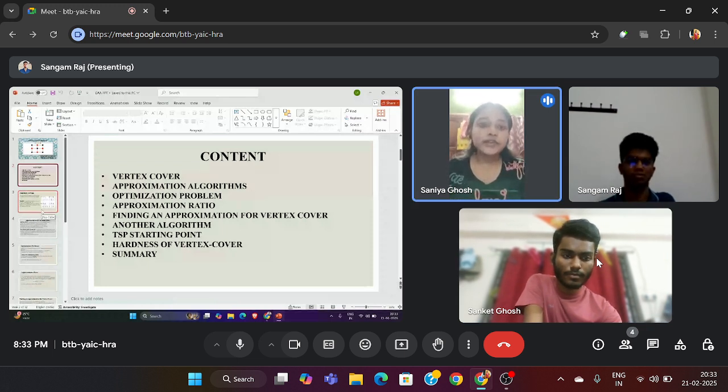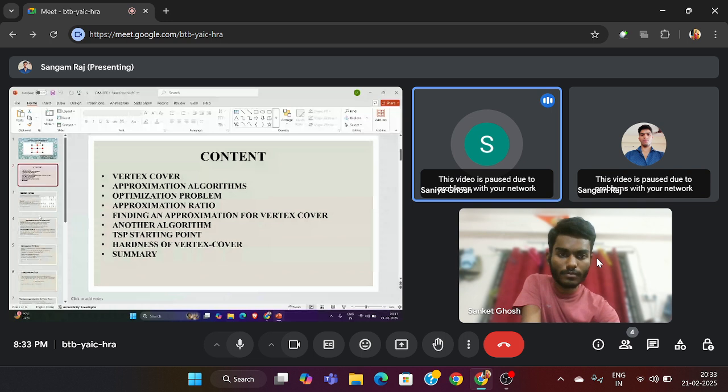Today we will discuss vertex cover, approximation algorithms, optimization problem, approximation ratio, finding approximation for vertex cover, another algorithm, TSP starting point, types of vertex cover, and all the summaries.